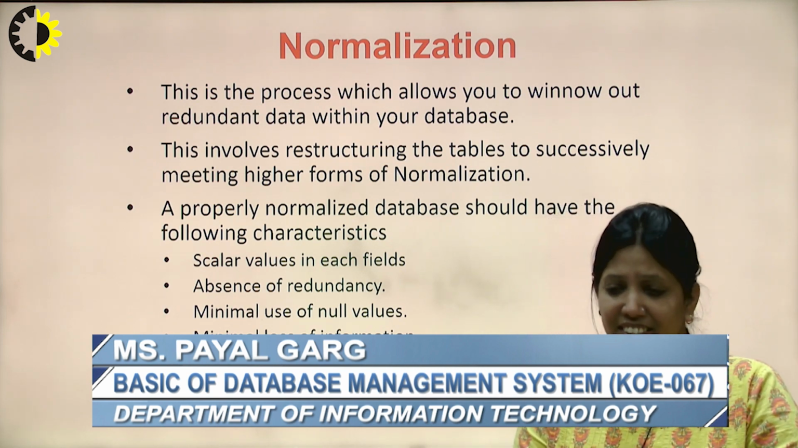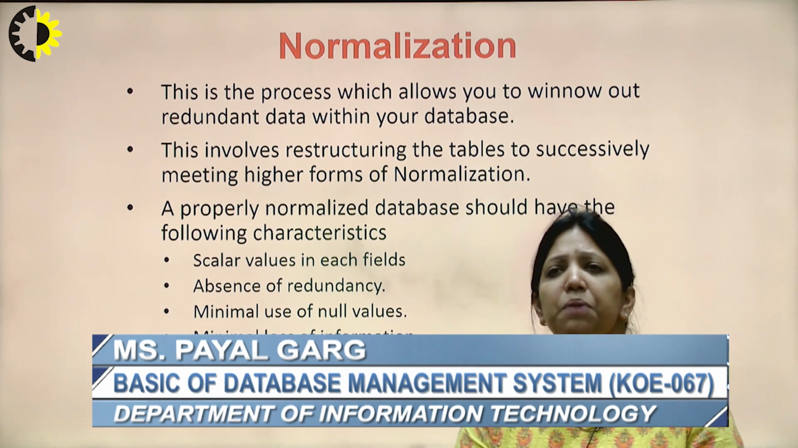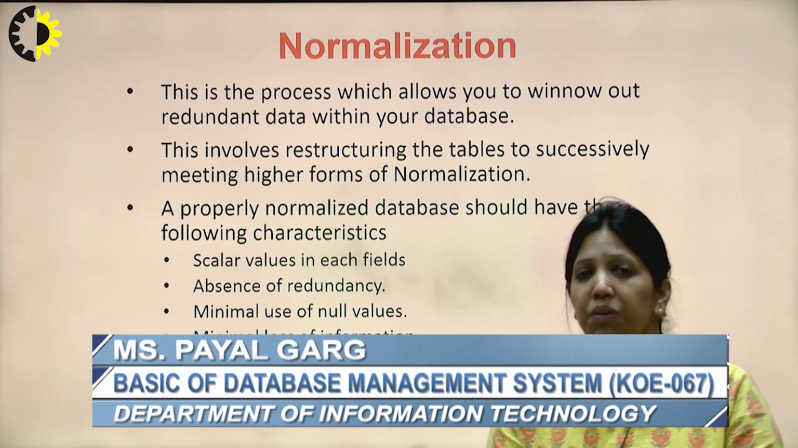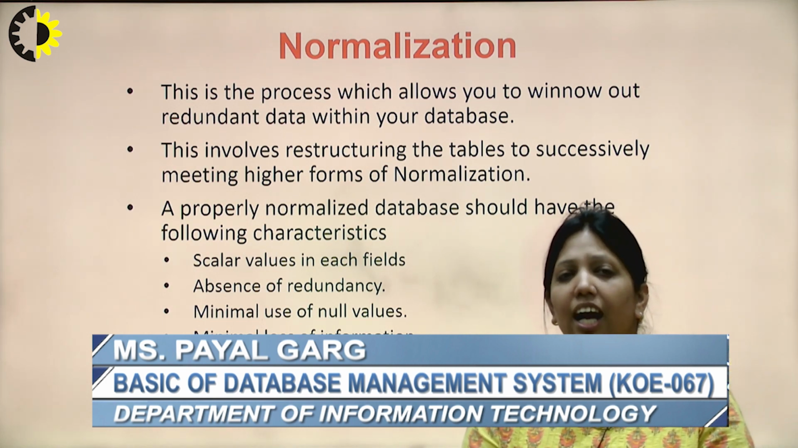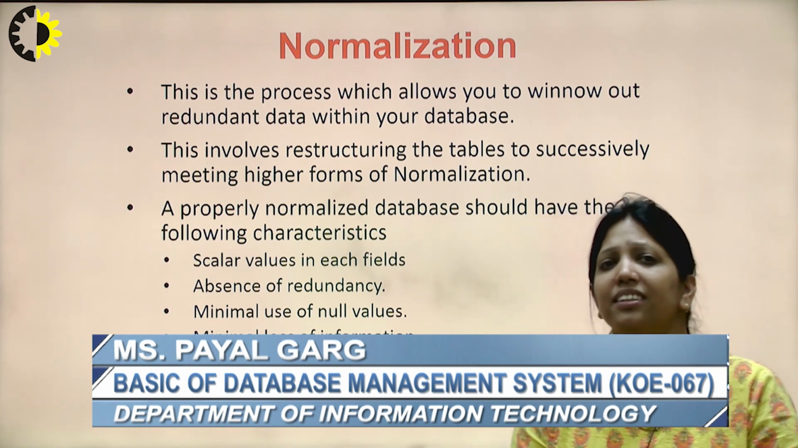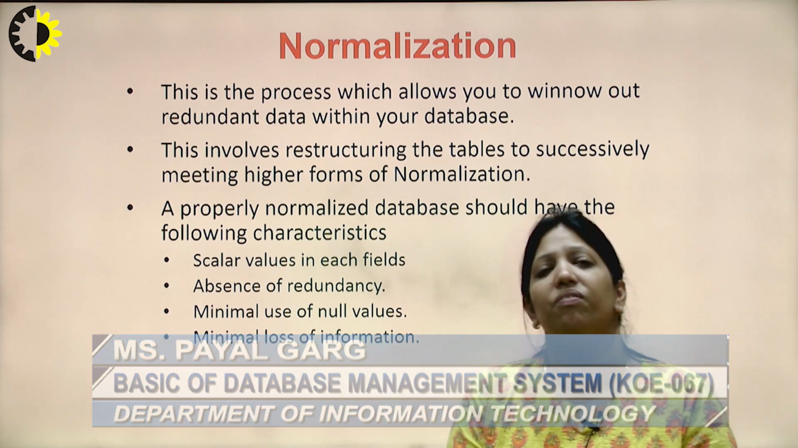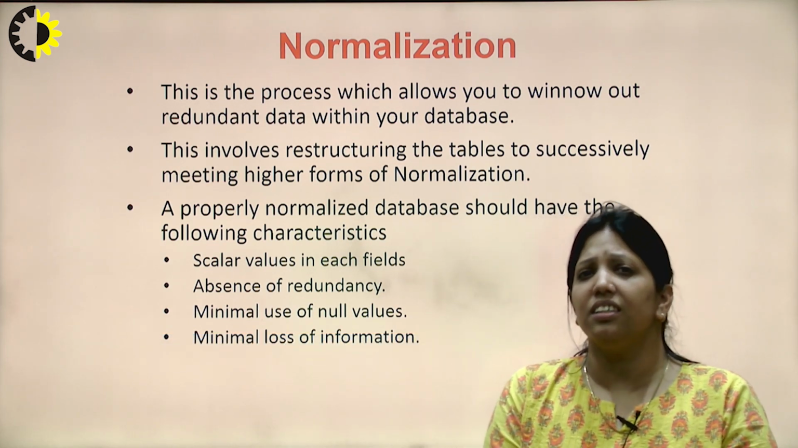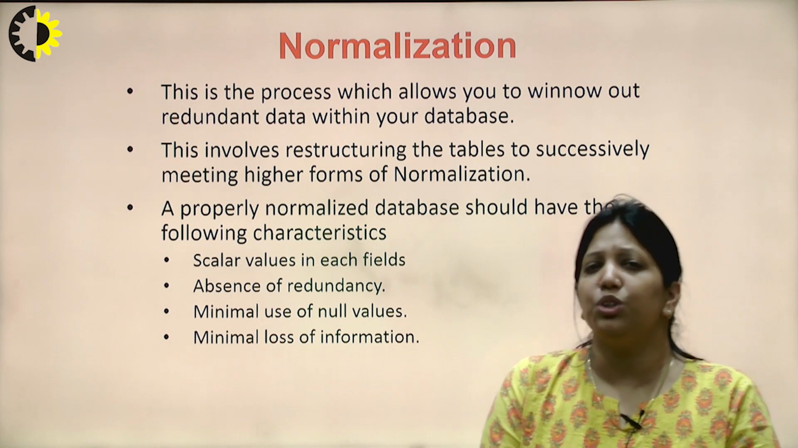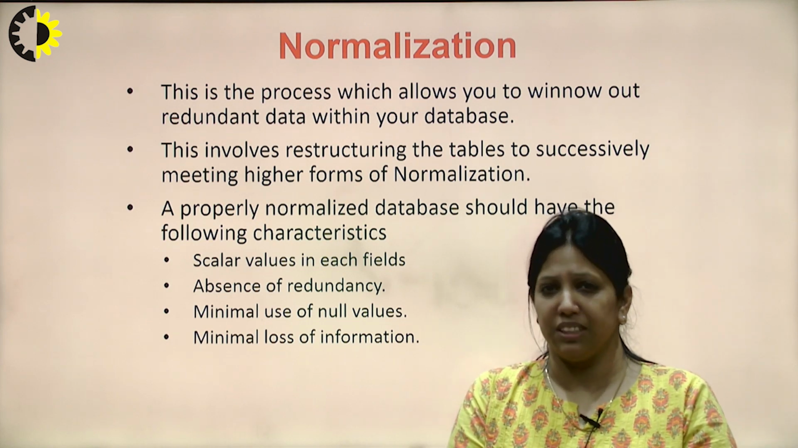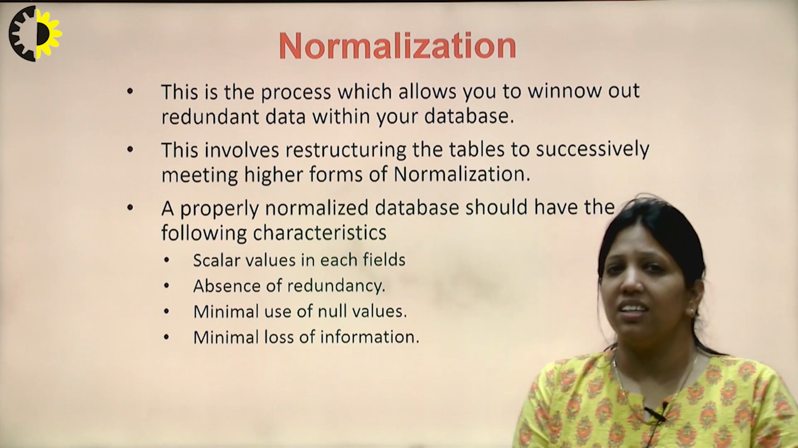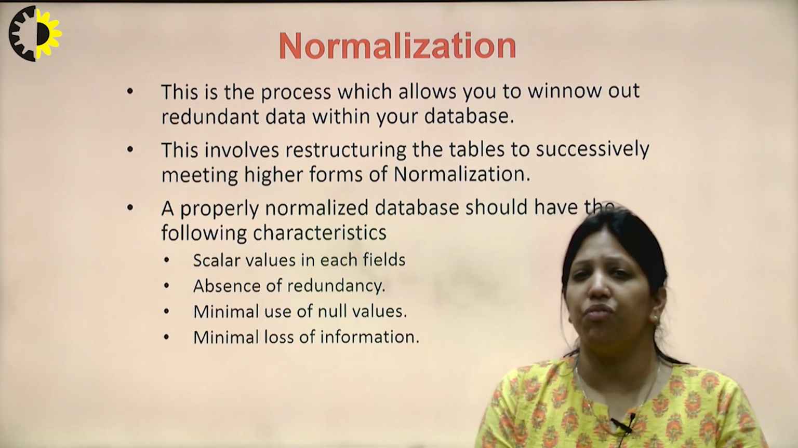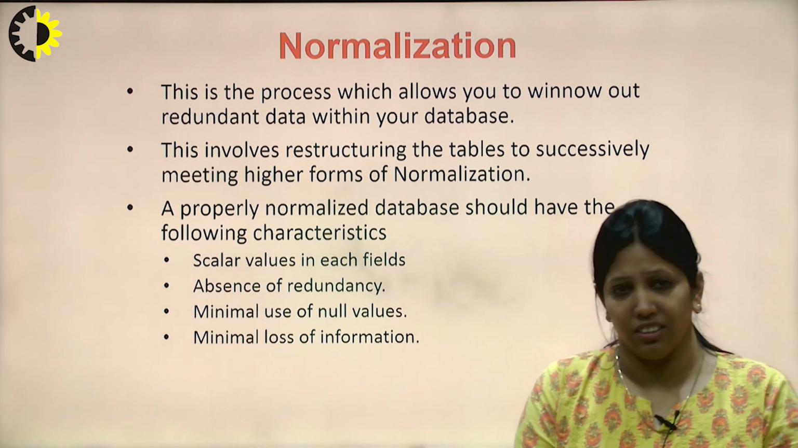What is redundancy? Redundancy means that we have multiple copies of the same data at different places. So if we want to change the data at one place, we have to make that change in all the copies of that data stored in the different places. So normalization is the process which allows us to remove the redundancy in your databases. This involves restructuring the tables to successively meet higher forms of normalization.